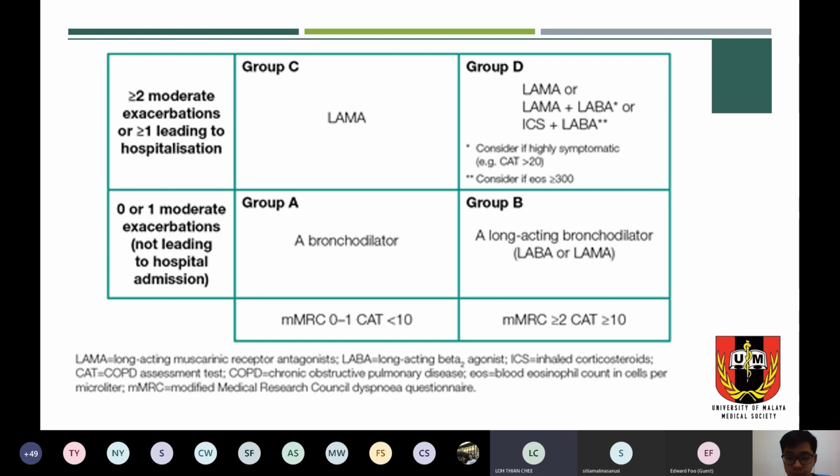And group D, of course, those who come to you with exacerbation, admission, on high flow oxygen and all these things, you would want to consider dual therapy, either LABA-LAMA or LABA-ICS. So you can see the star there, how to choose whether LABA-LAMA or LABA-ICS. There are a few criteria to consider.